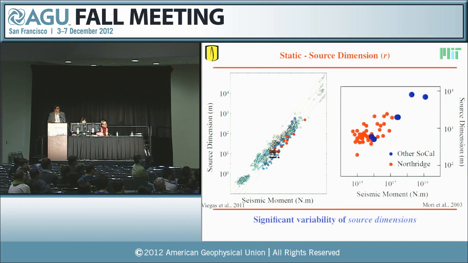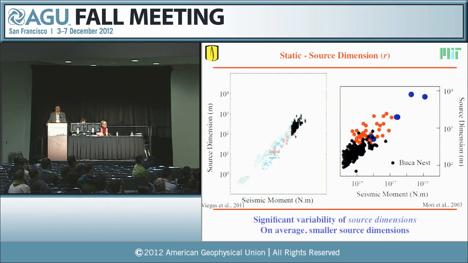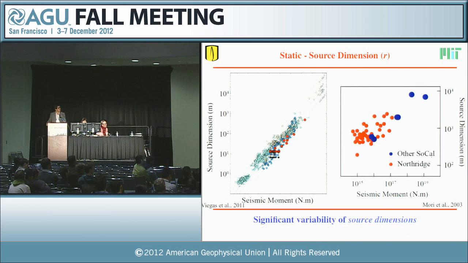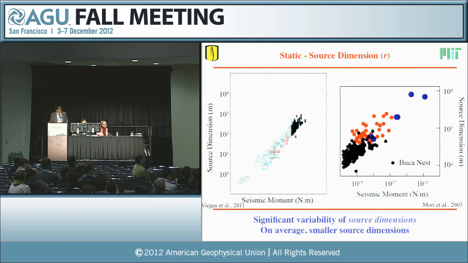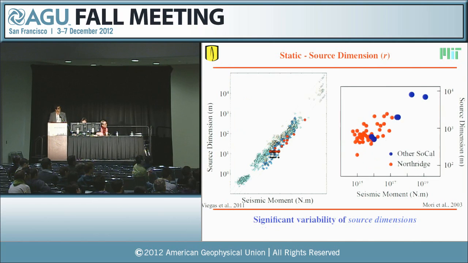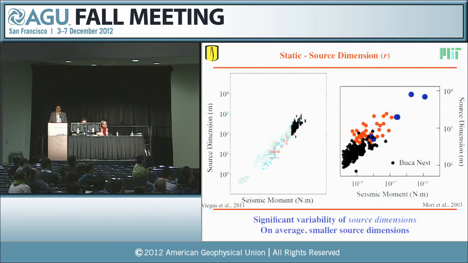We can also look at the source dimension. Now here we have to assume a particular model. We assume a circular fault. And on the left-hand side, I have a compilation of mostly shallow events from Viegas et al. And on the right-hand side, I have the results from Mori et al. in the Northridge area. And when we plot the source dimensions for the Bucaramanga earthquakes, I'm going to go back and forth. Again, we see that for similar sized earthquakes, say at 10 to the 15, the source dimension is much smaller for intermediate depth earthquakes.